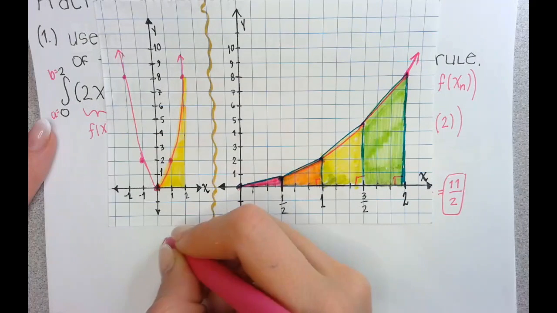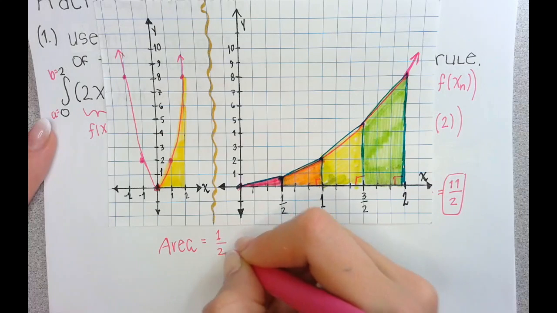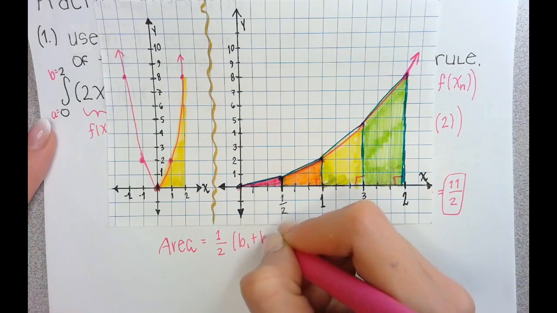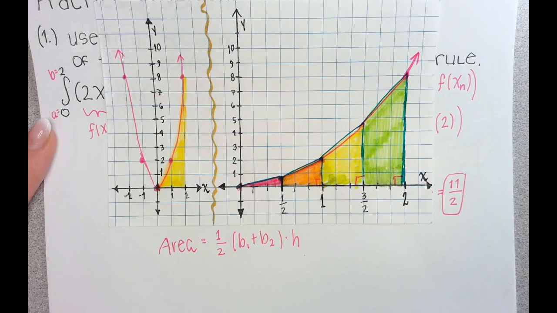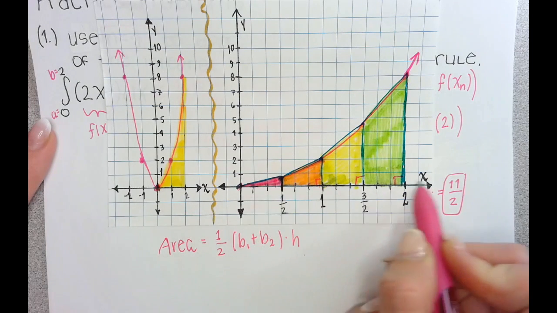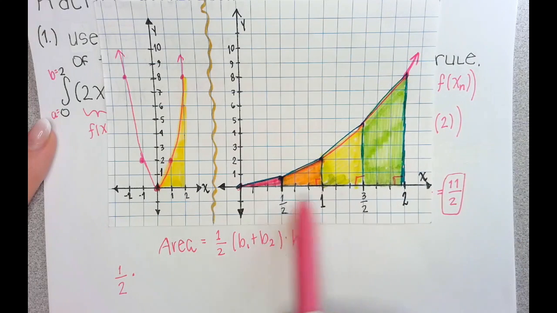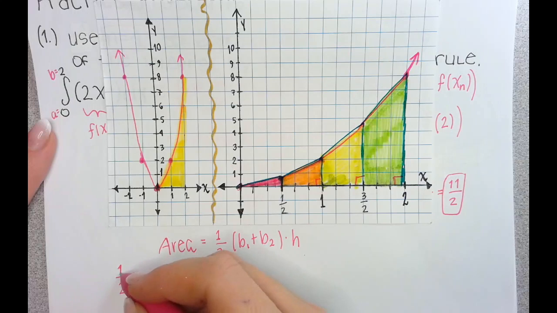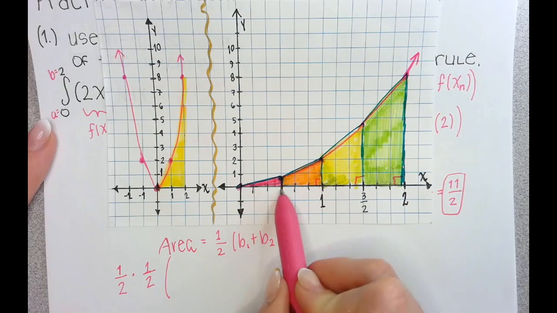So what is the area of a trapezoid? Hopefully we all know: 1/2 base 1 plus base 2 times height, or you could say the average of the bases times the height, whatever way you look at it. So this 1/2 is going to be in all of them, so I'm factoring that 1/2 out front. The same is true of the height. They all have the same height. The height is 1/2, so I'm going to factor that 1/2 height out as well. And then base 1 plus base 2.